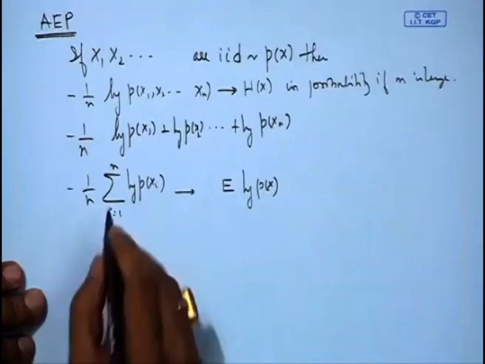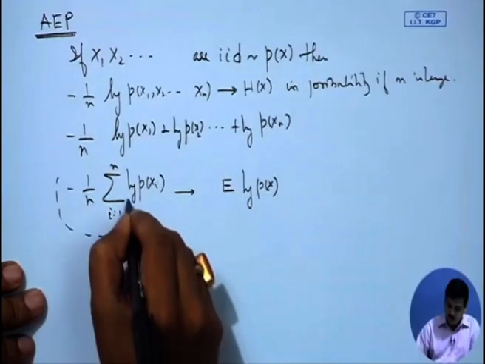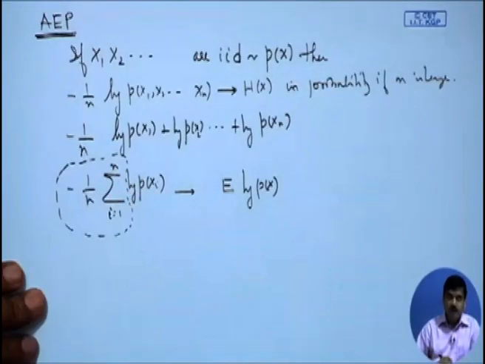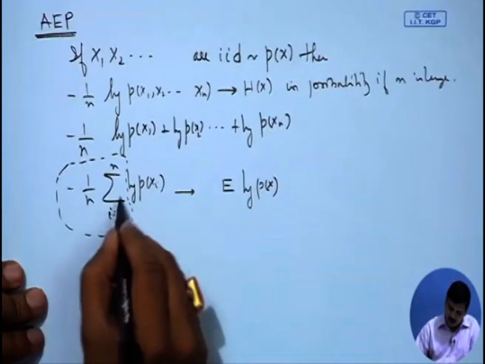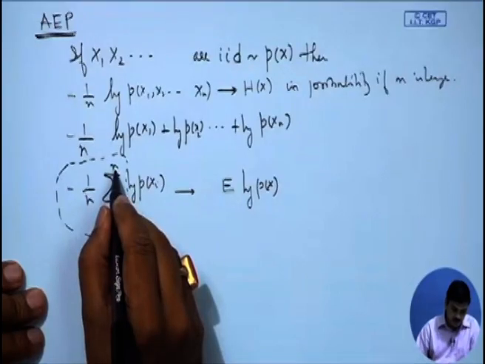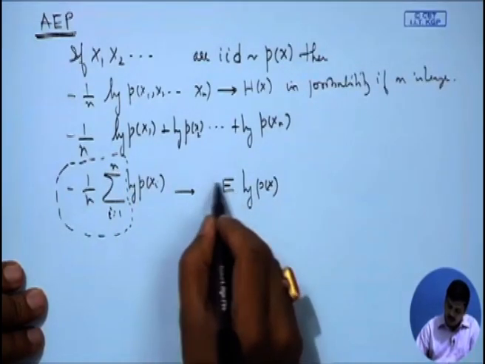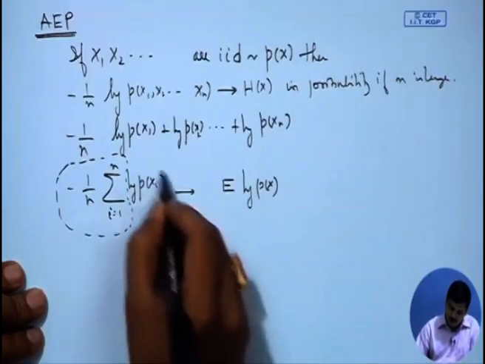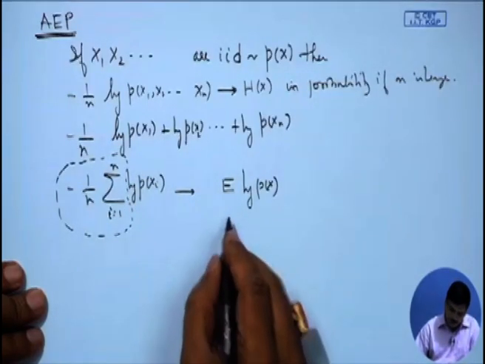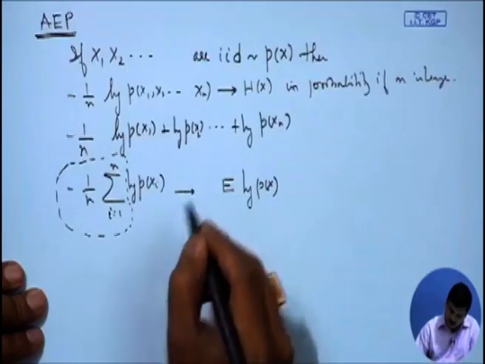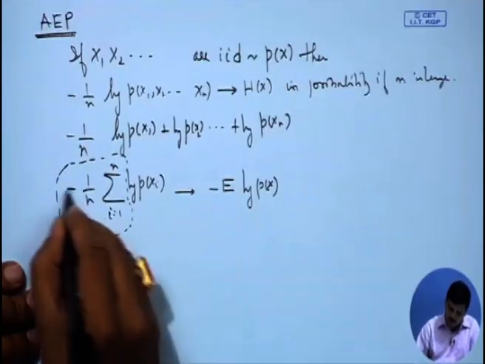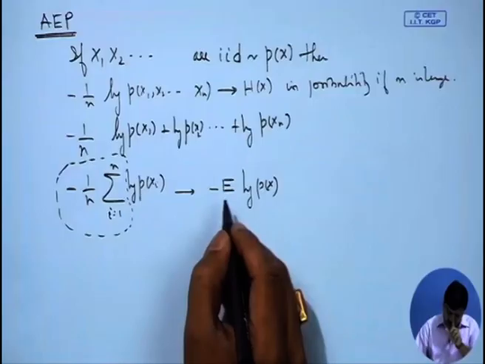This is what we could write, because if n is very, very large, then by the weak law of large numbers we could write this as the expectation of these variables. And there is a minus sign, I am very sorry for this, minus expectation.